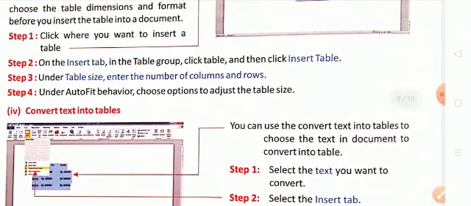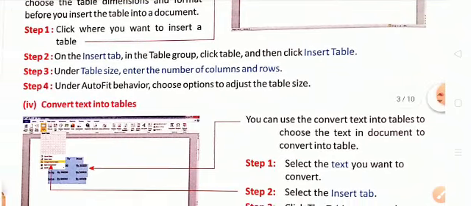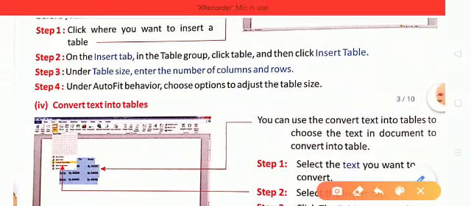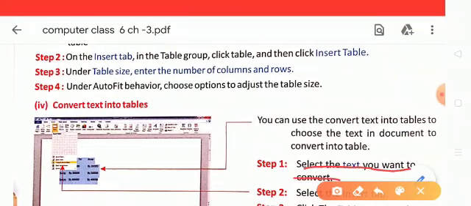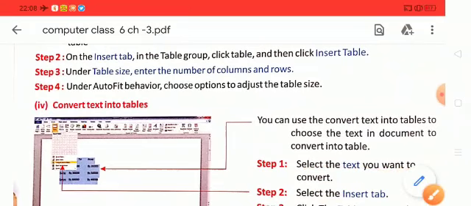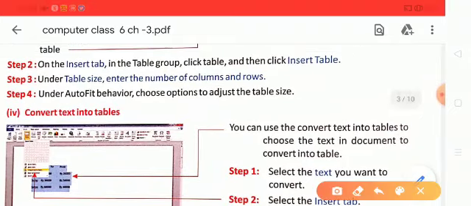Now this is the fourth method, convert text into tables. In this method we will convert text into tables. So in step number 1, select the text you want to convert. Suppose that this is your text.